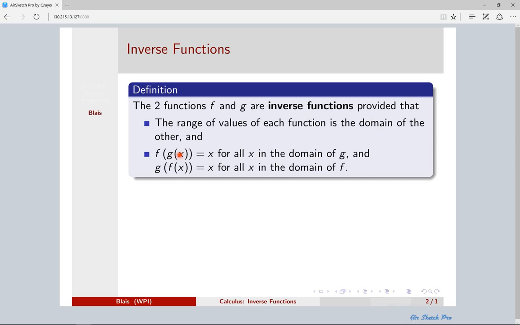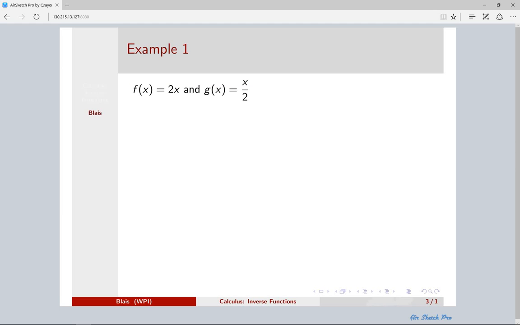Here we include the domain of g, so all the x's that are fair game to feed to g. And here we specify the domain of f, so all the x that are fair game for f. So let's look at an example. First example, these two functions are inverse functions of one another.